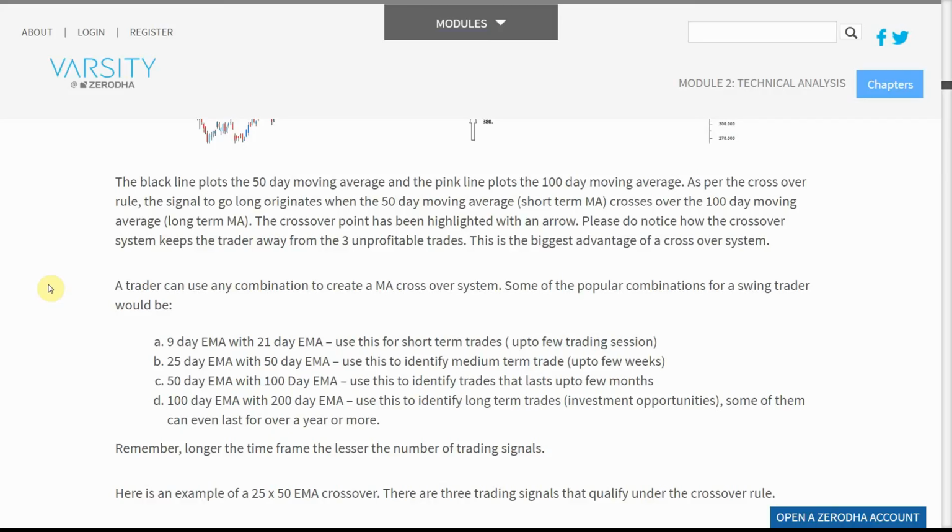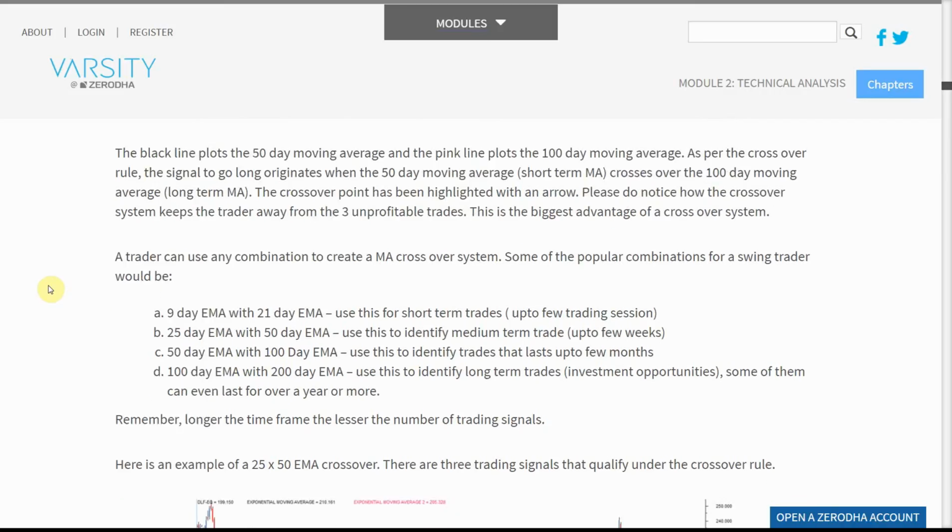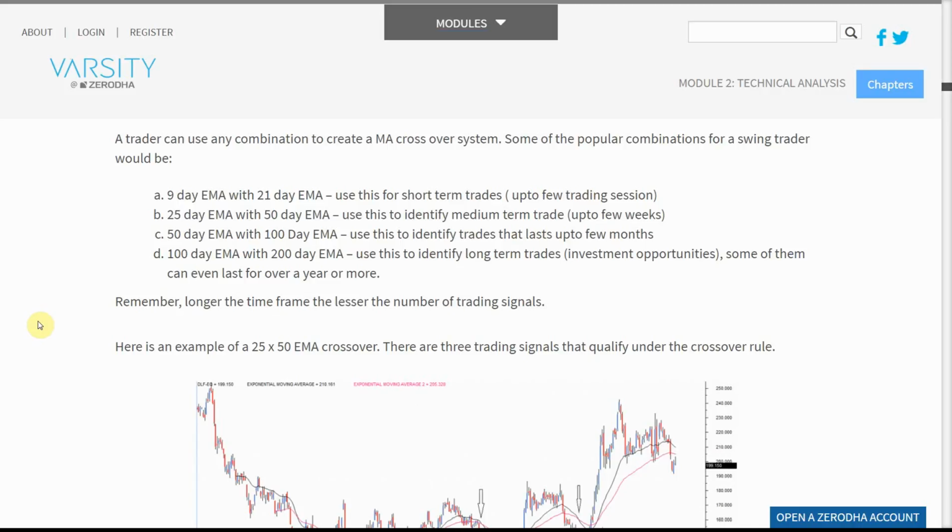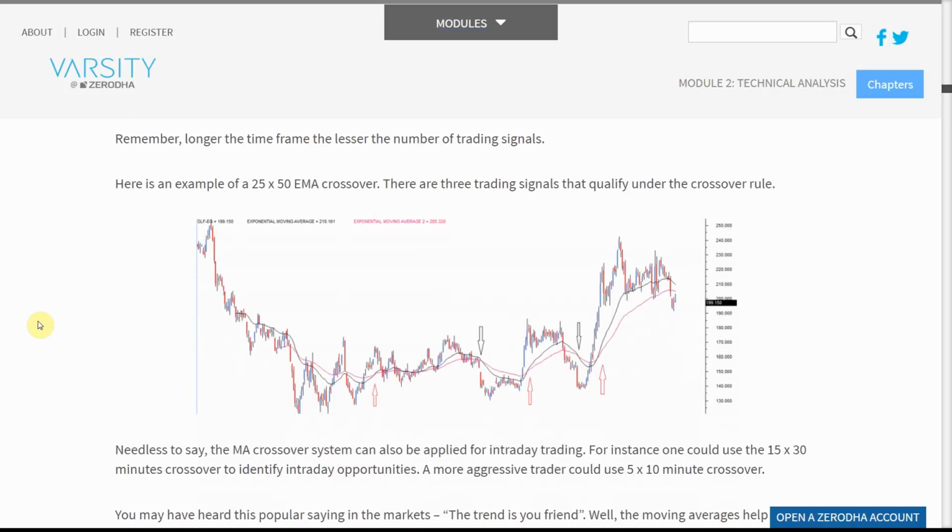100-day EMA with 200-day EMA. Use this to identify long-term trades, investment opportunities. Some of them can even last for over a year or more. Remember, the longer the time frame, the fewer the number of trading signals. Here is an example of a 25 by 50 EMA crossover. There are 3 trading signals that qualify under the crossover rule.